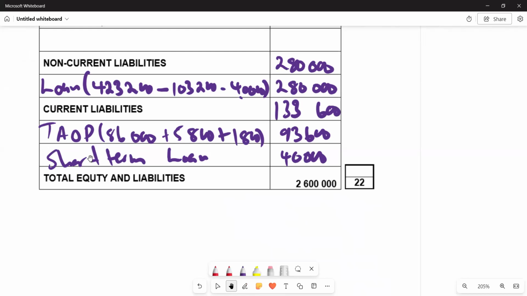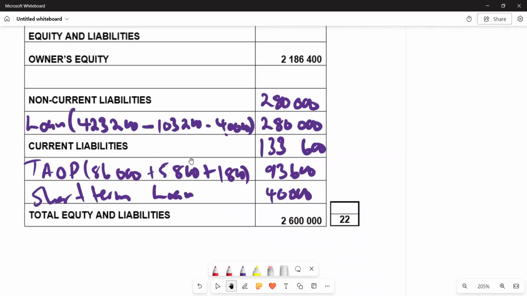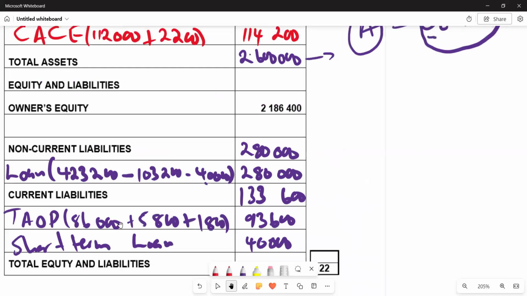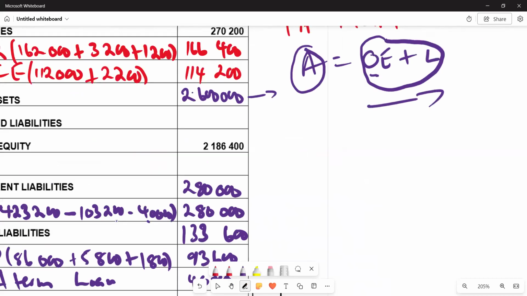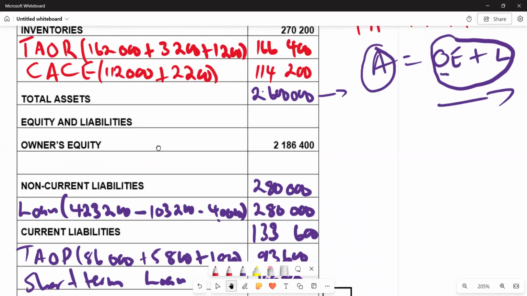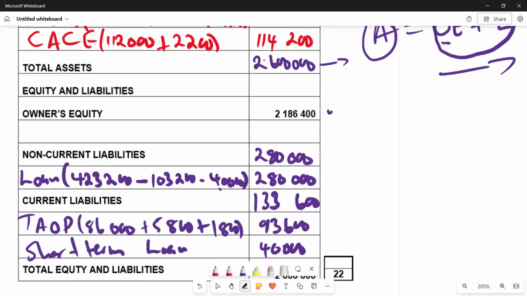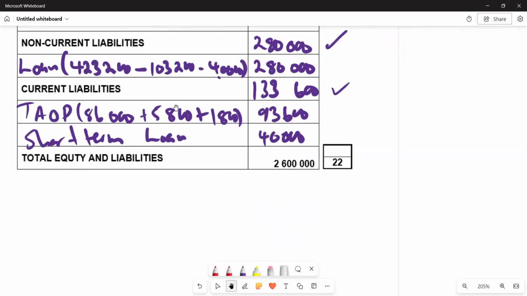Now we can add the second part of the balancing figure, which is the other part of the accounting equation. We're saying owner's equity plus liability. According to our presentation, our owner's equity, which we are given, is 2,180,500. Then we add our non-current liabilities, 280,000. Then we add our current liabilities, 133,600. And then we can find the total for equity and liabilities being 2,600,000.